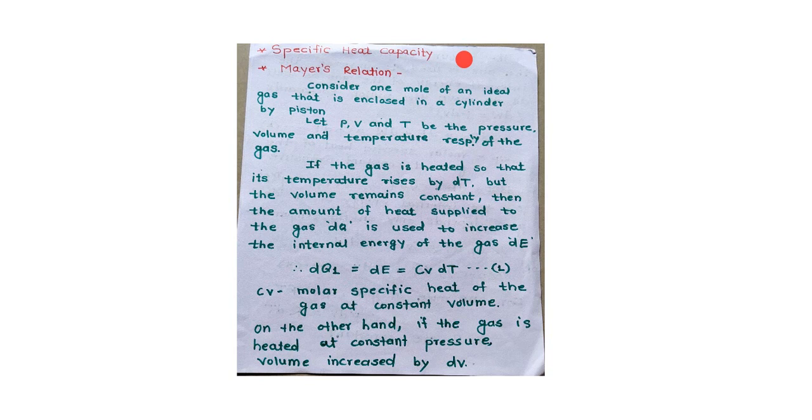Now we have to find the relation between Cp and Cv. The relation between Cp and Cv is called Mayer's relation.